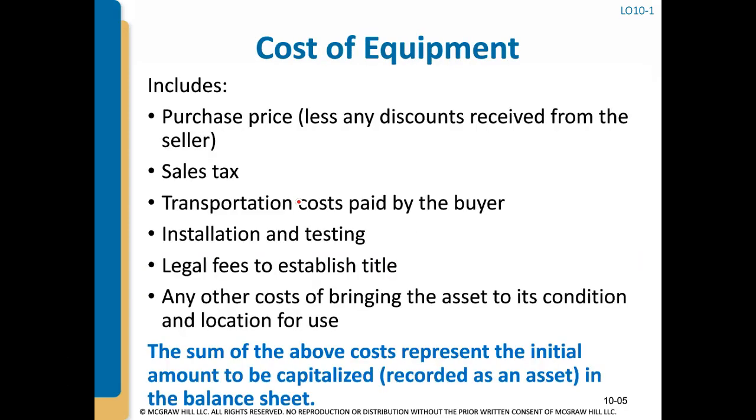We're going to go through the different types of property, plant, and equipment and go through the most common types of costs that would be capitalized as part of that asset. So let's go through equipment. The purchase price: any purchase price you pay, but if you have discounts, that reduces the purchase price. Sales tax: we have to pay sales tax on our equipment.